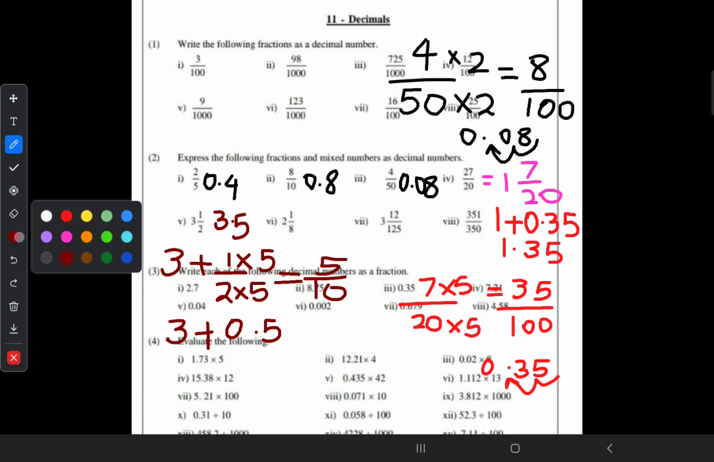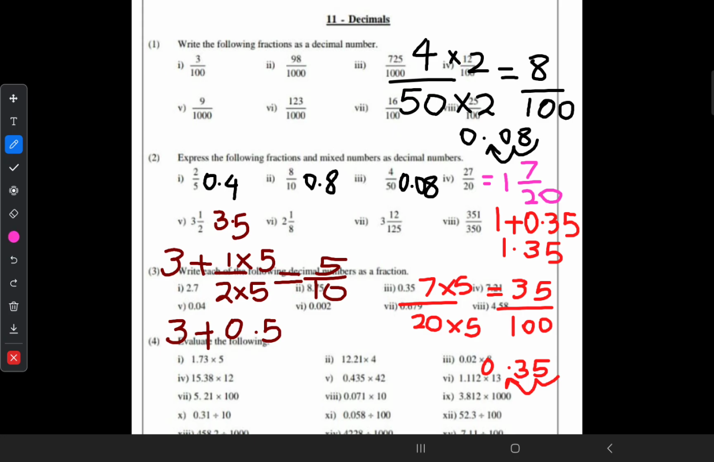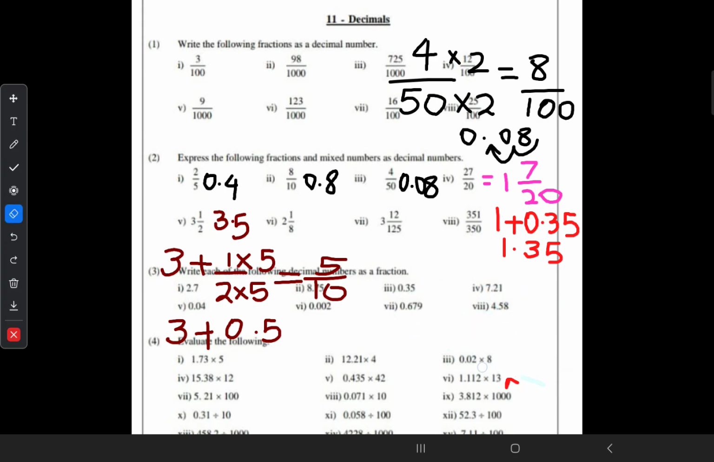3.5 in this case. Similarly, for your next one, that's quite different from the other ones. Let's see that question.